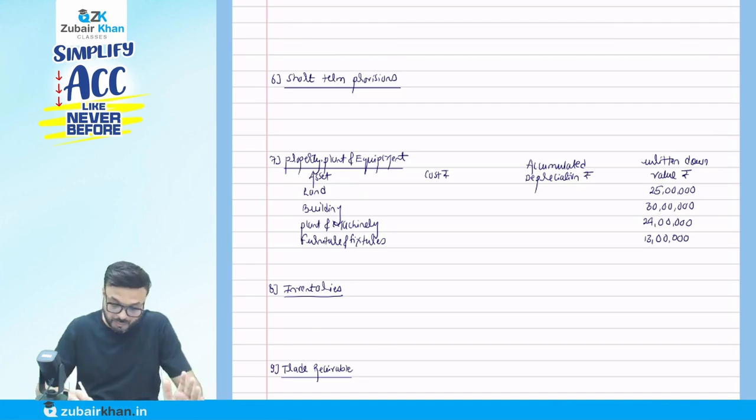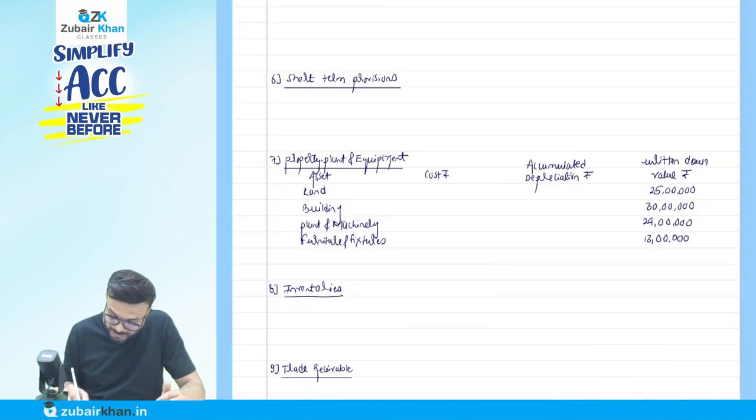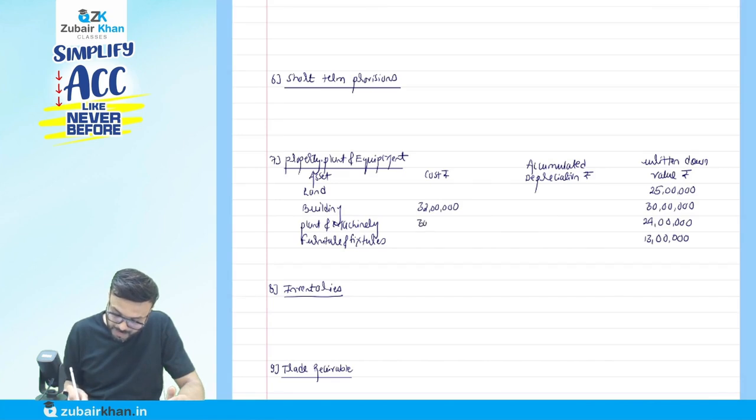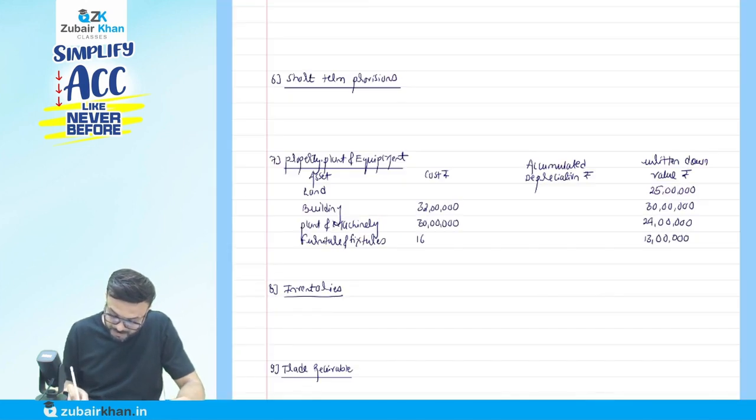But what is the original cost given in the adjustment? One by one. How much is it for the building? 32 lakhs. So write down in building 32 lakhs. Then plant and machinery 30 lakhs. Then we have furniture and fixtures, how much? 16 lakh 50,000.